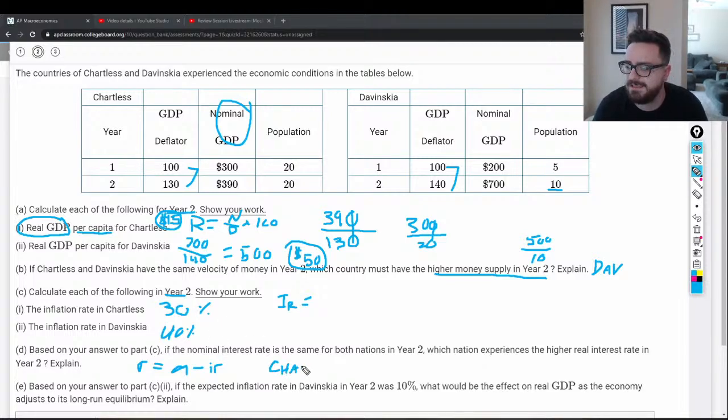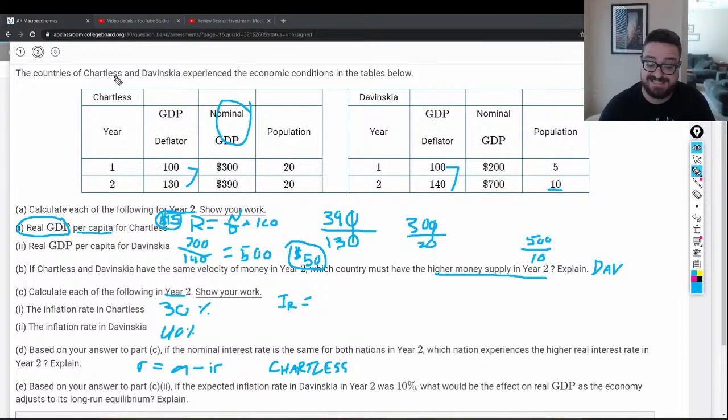I hope I'm right, and every time I write the word Chartless now, I will recognize that they literally meant that this exam is Chartless. I don't know what this is supposed to be, but God, I'm annoyed that I didn't pick up on the Chartless thing before. Okay, so again, it's real equals nominal minus inflation.